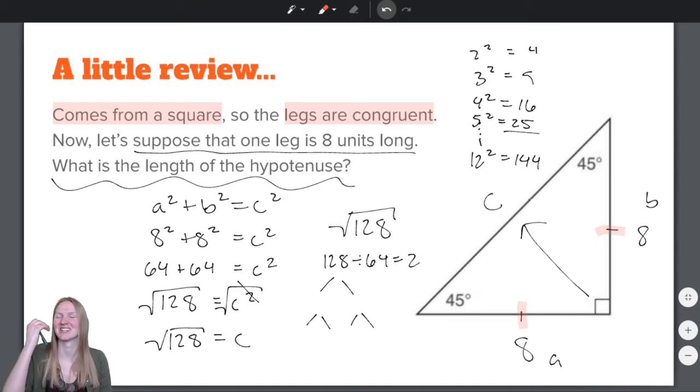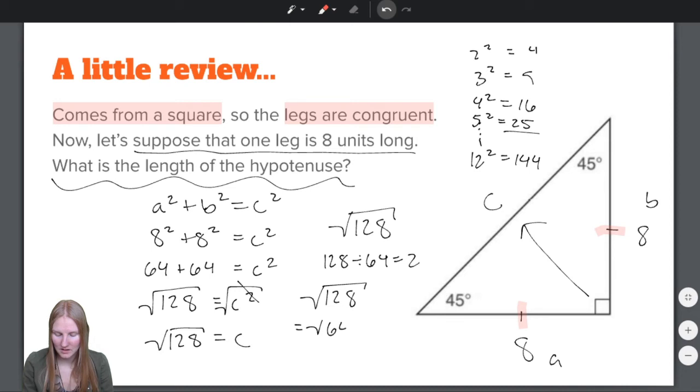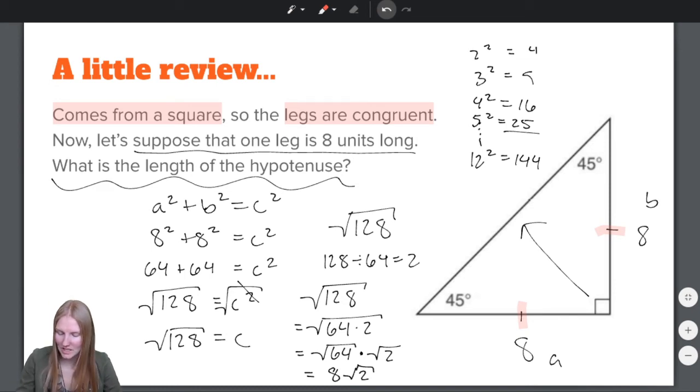Watch the video. There's a link in the description to a simplifying radicals video. You can learn about the factor trees if you want to. But 128 divided by 64 is 2. That means that the square root of 128 is the same thing as the square root of 64 times 2, which is the square root of 64 times the square root of 2, which, hey, the square root of 64, that's 8. So we get 8 times the square root of 2. So C is 8 times the square root of 2.